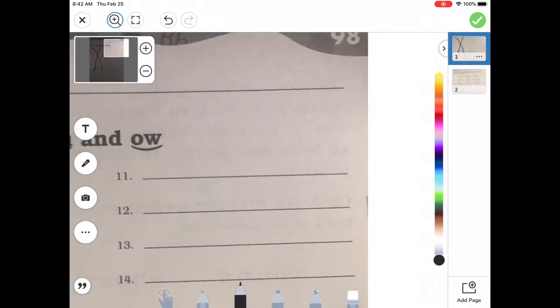Okay, on number 11, we're going to try to spell a word. And when we spell it, we're going to have to figure out if we need OU or OW. So I'm going to say it, and then we're going to break it apart. Are you ready? So if I say round, round, that ow sound is in the middle. So do you think we're going to use OU or OW? That's right, we're going to use OU. So let's break it apart. R, then the ow sound. So since it's in the middle, we're going to use that OU, then N, and then D.